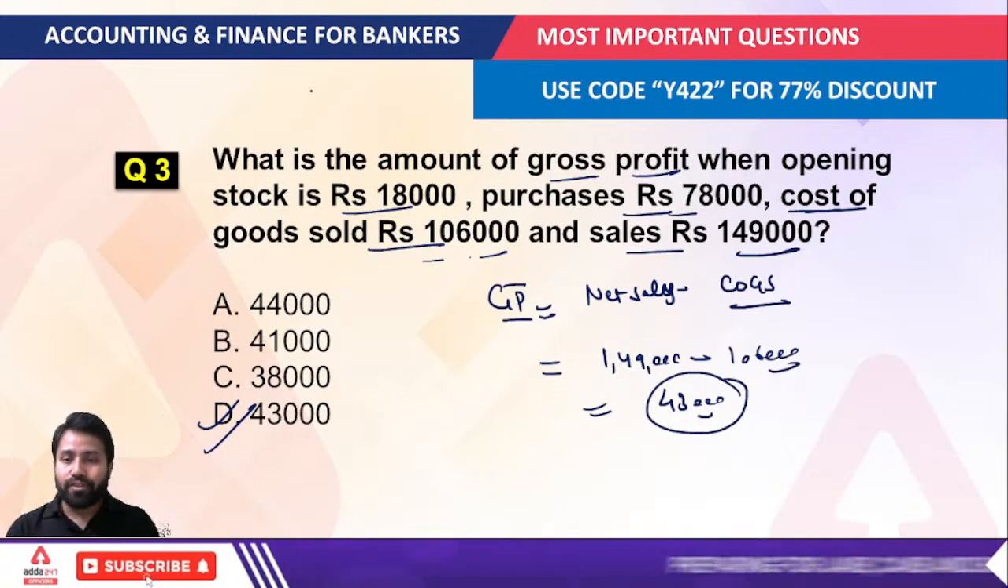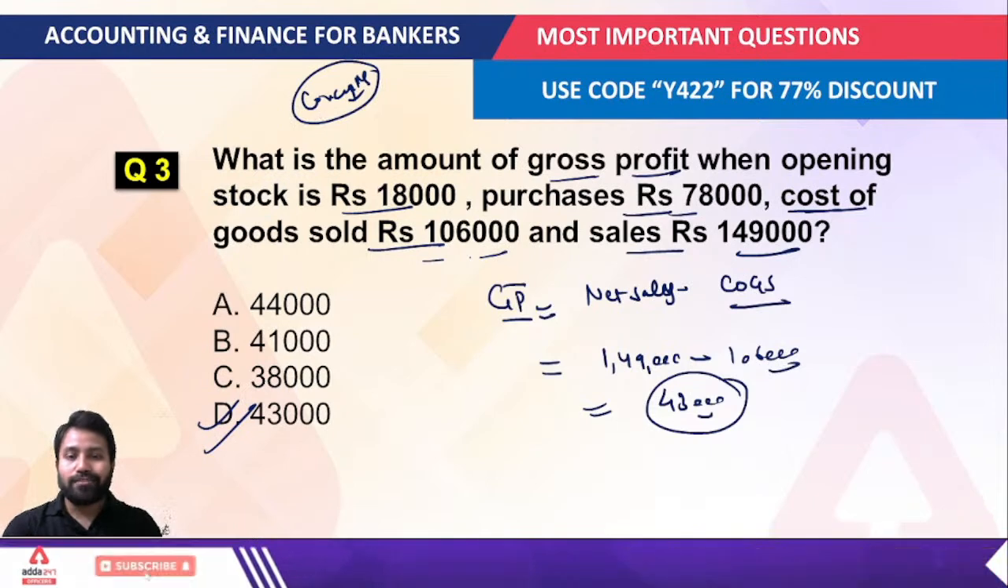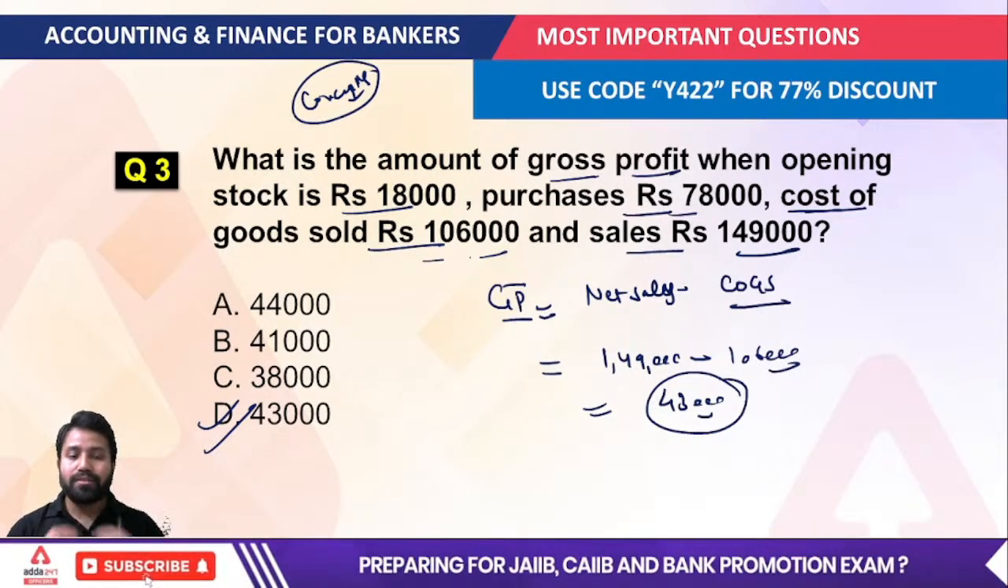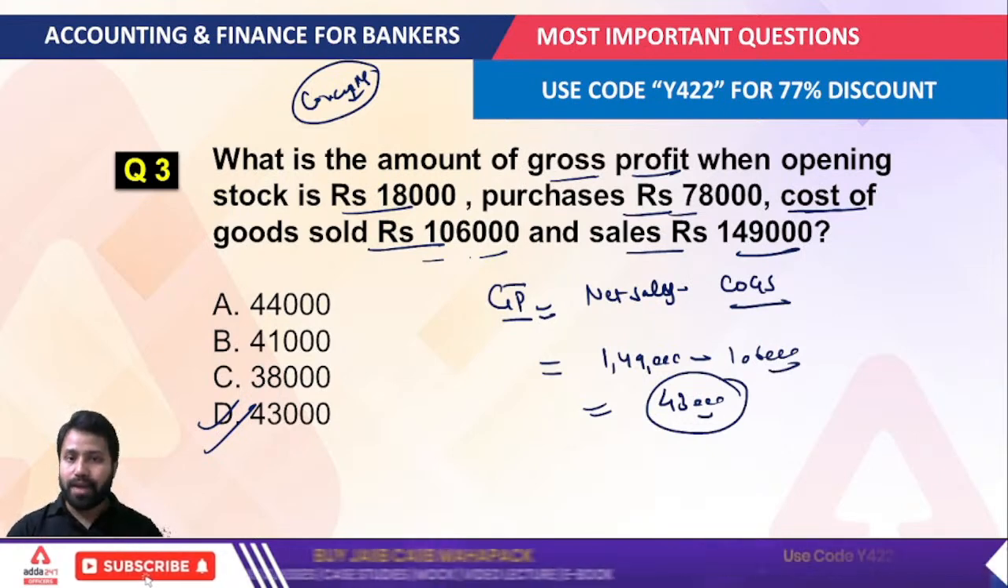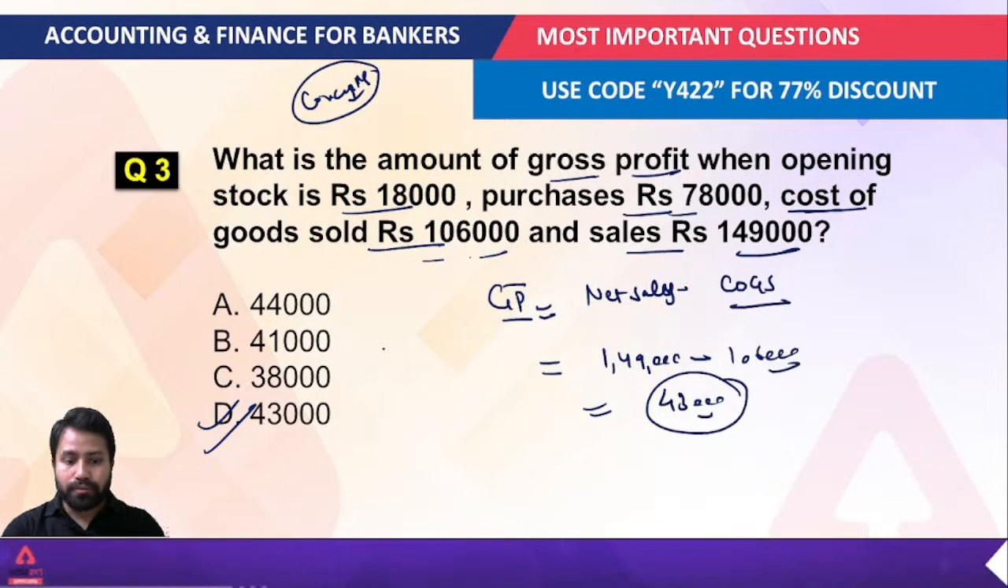So you have to stick with your concept: what is the formula for the gross profit? That is only net sales minus cost of goods sold. Okay, this is the only thing that you have to understand. Okay, I hope it is understandable for everyone. Next question.